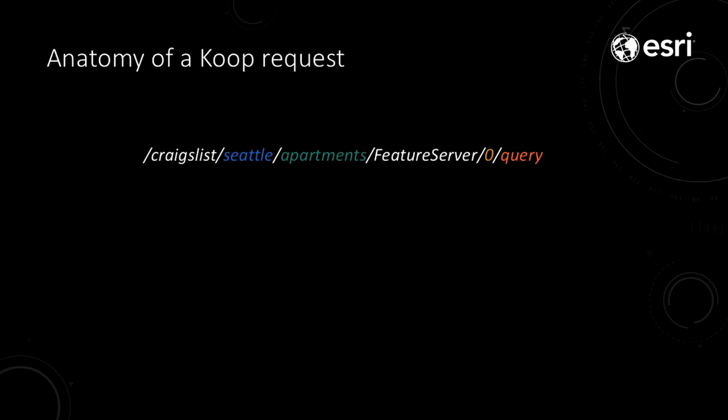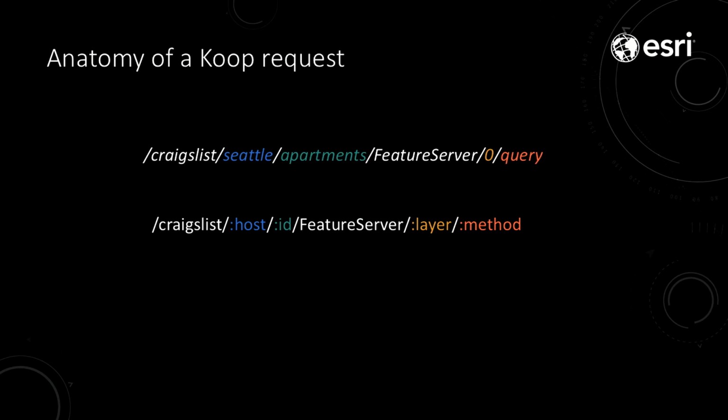Okay, so let me talk about requests a little bit in Koop. Using the example of Craigslist, this would be a typical Feature Server query request. And the colorized fragments are the route parameters. Koop just sees this really more like this, where those are the route parameters. They're variables. They can change on each request.